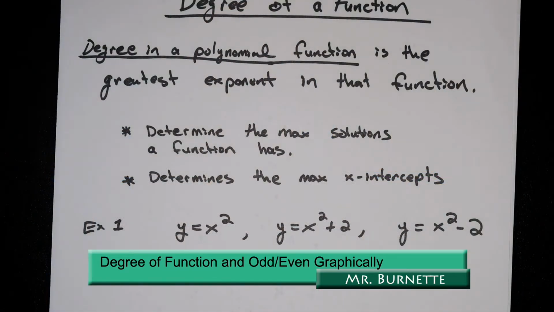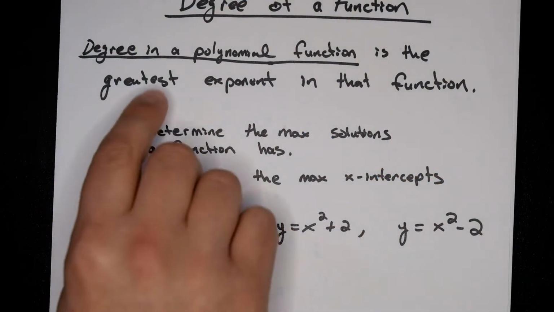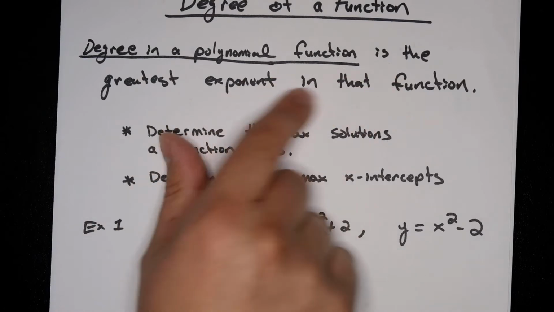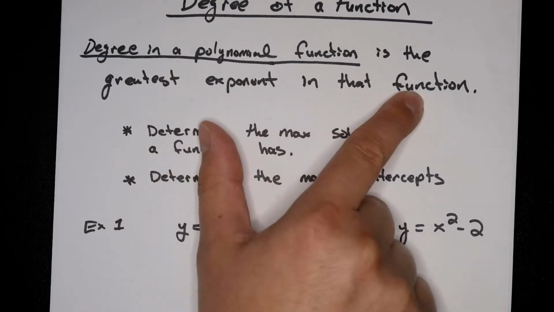Hello, today we're going to be talking about the degree of a function, and we're also going to be talking about how to find out if a function is odd, even, or neither based on its graph. Okay, so we're going to start off with that degree, and let's take a look at our definition here. It says that the degree in a polynomial function is the greatest exponent in that function.